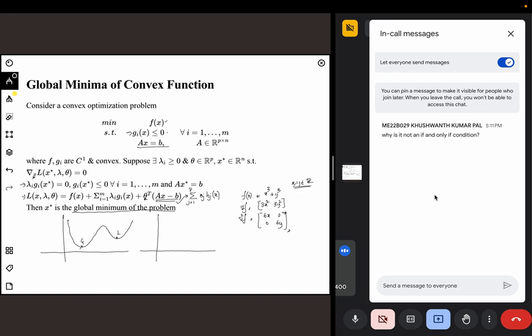Only when you have a convex function, and that convex function satisfies the equation that the gradient of the Lagrangian equals 0, and your complementary slackness conditions are satisfied, then you will have a global minimum. If you have a minima, then that will be a global minima. These are essentially your KKT conditions. So if the KKT conditions are satisfied for a convex function, then it will have a global minimum.